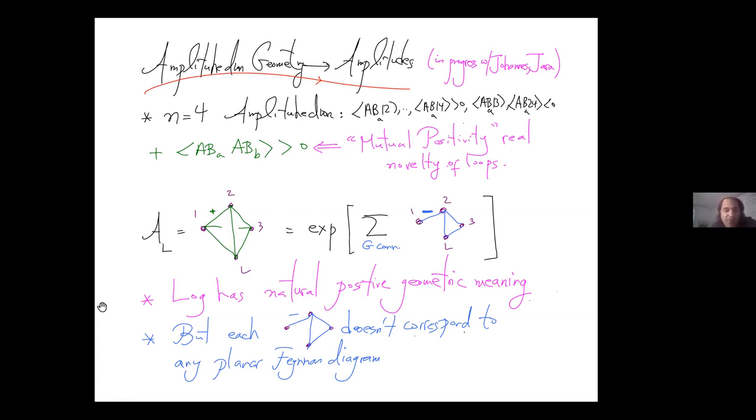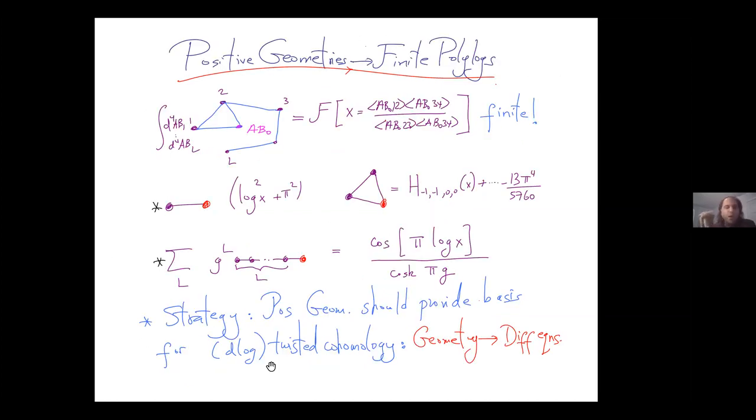And what is the exponential of? The log of the amplitude actually has a beautiful positive geometric meaning. It's just different regions of the amplituhedron with different sign patterns. However, each one of these regions doesn't actually correspond to any planar Feynman diagram. So that's kind of interesting. It's a different way of organizing the thinking even about the n=4 problem. And it allows us to naturally connect these positive geometries to finite polylogarithms that are a function of a single variable. So if you take any one of these regions, then it's very simple to show. If you just make one of the loops special, I'm calling it AB0, and you integrate over all the rest of them, the answer is actually finite.